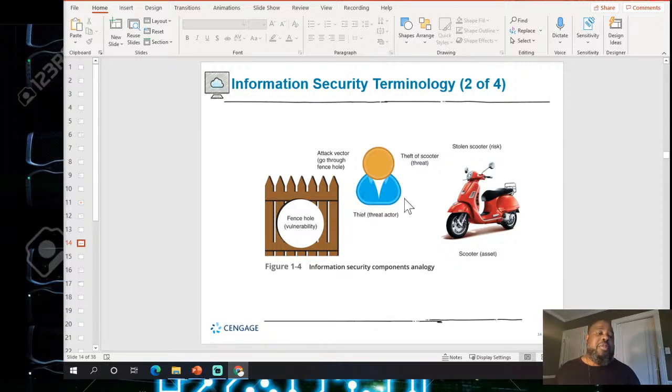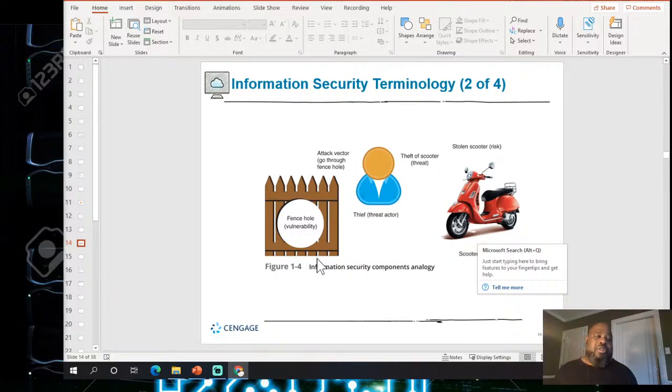Right. So let me do that again. Scooter is the asset. The scooter getting stolen is the risk. The theft of the scooter is the threat. The thief is the threat actor. The attack vector is going through the fence, and the fence hole is the vulnerability, right? So that's kind of it.